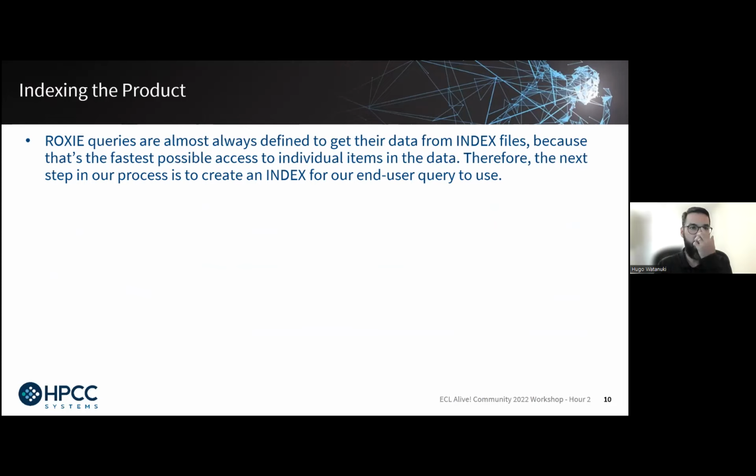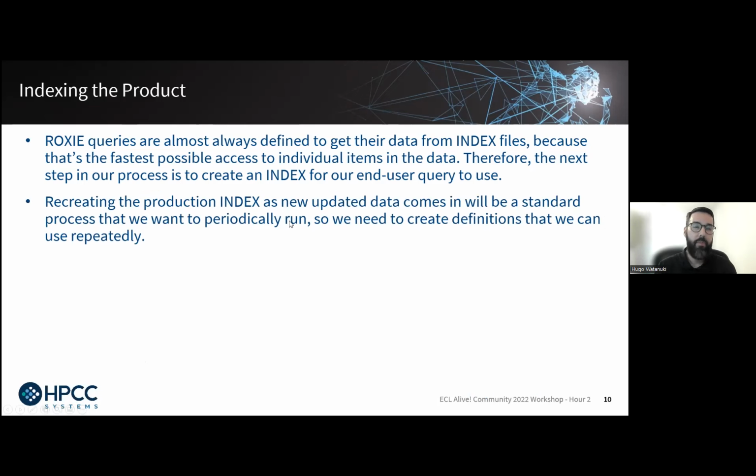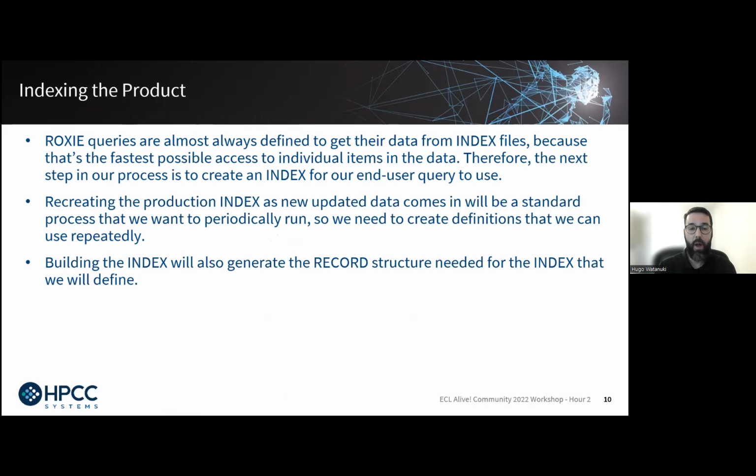So next in our process is to create an index for our end user query to use. But bear in mind, recreating the production index as new updated data comes in will be a standard process going forward. So we need to create definitions that we can use repeatedly. And in building the index, we also generate the record structure that we need for the index that we will define next. And the indexing is done with the assistance of this ECL code here, prod idx.ecl.